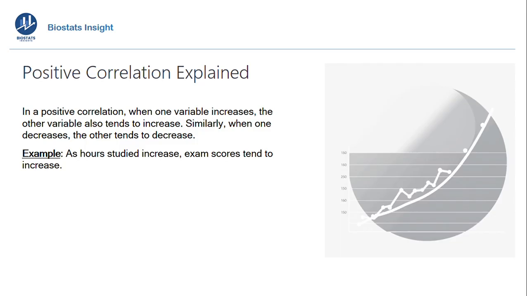Now let us understand another way of looking at positive correlation. Positive correlation is when one variable increases and the other variable also increases, or if one variable decreases the other variable also decreases. For example, as hours of study increases, exam score tends to increase. In past studies, they have data, and from the data they can conclude that if hours of study increase, then the exam score tends to increase.